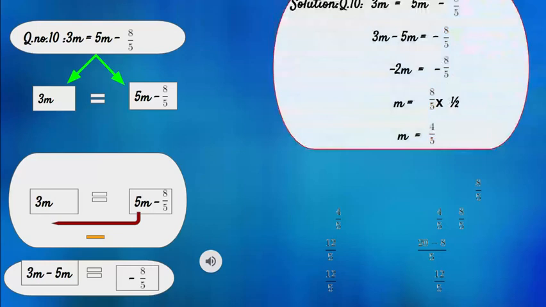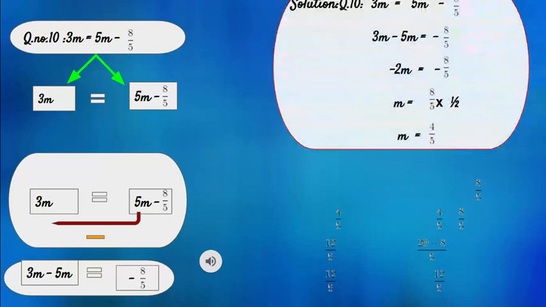So now 2 will move to right side. 2 is multiplying, then we can divide. So m is equal to 8 upon 5 into 1 upon 2. So 2 in 8, 4 times. So we will get m is equal to 4 upon 5. Therefore, the value of m is 4 upon 5.